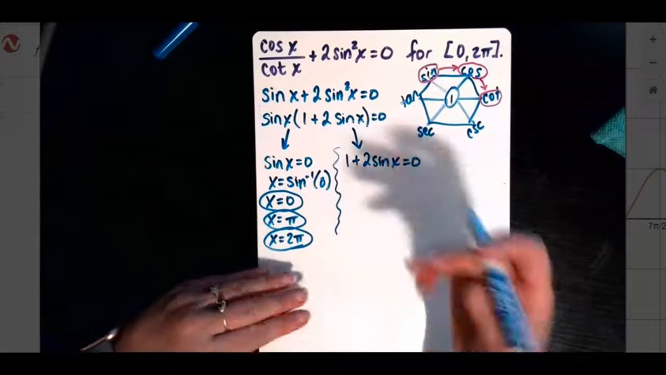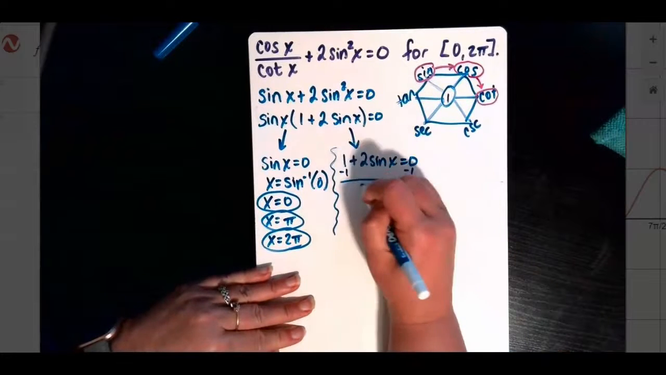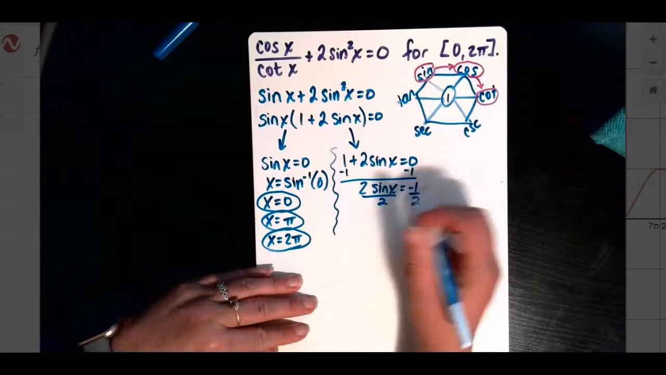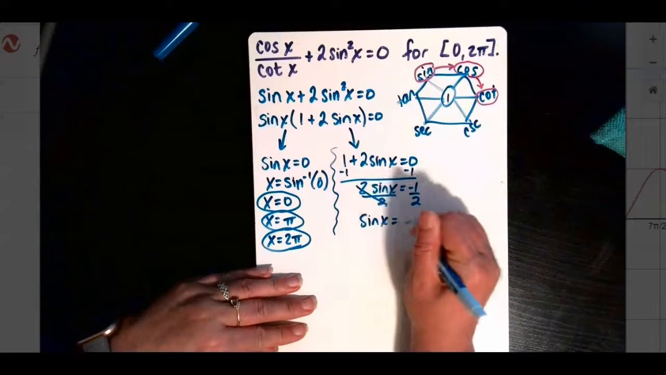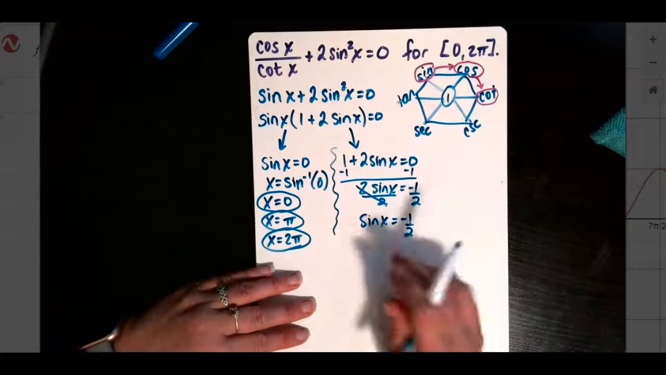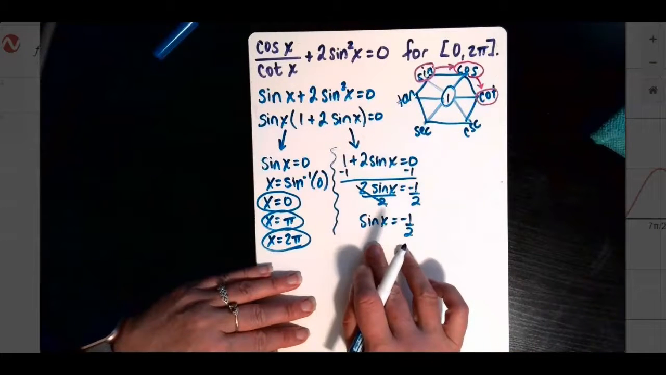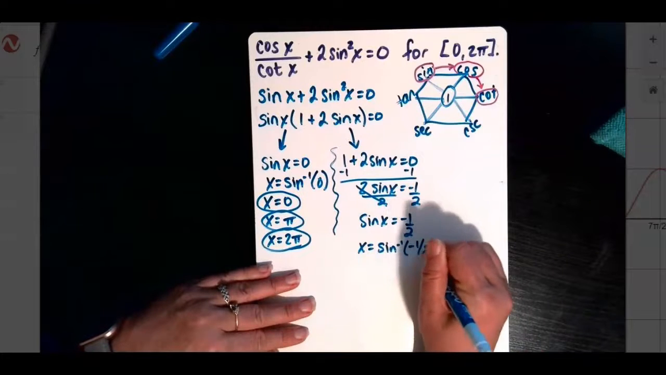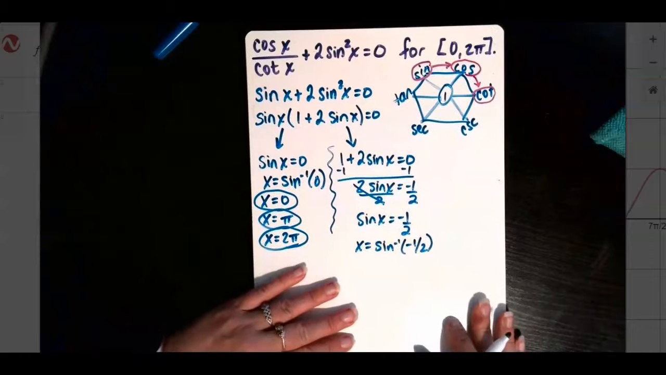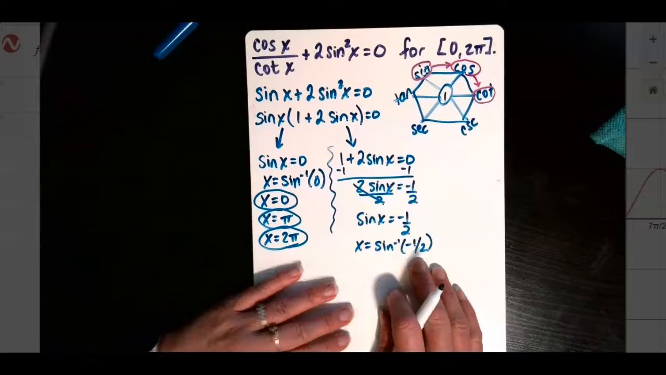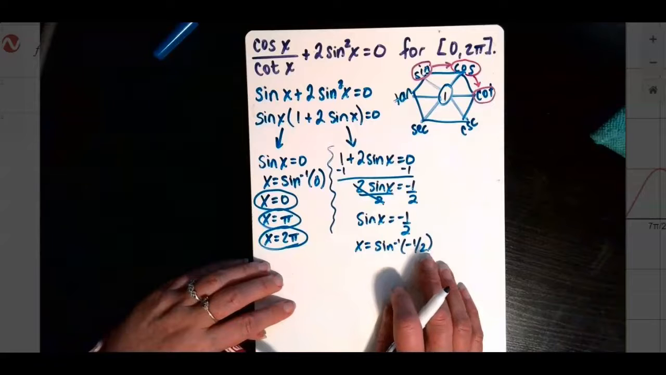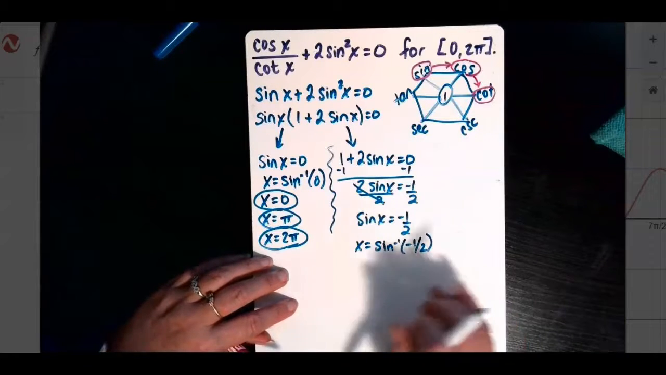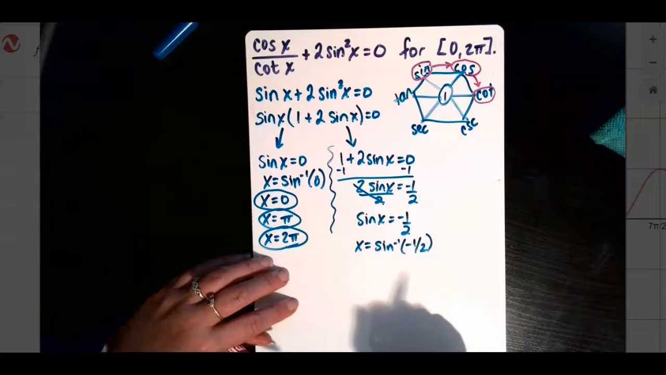So over here, we're going to subtract 1 from both sides, and 2 sine x equals negative 1. We'll divide through by 2, and sine of x is equal to negative 1/2. And then to get the x by itself, we'll take the inverse sine of both sides, and x then is equal to the arc sine of negative 1/2. So that's asking us on the circle to first find the reference angle. So that would be the first quadrant angle that has a y value of 1/2, and then to reflect that into the quadrants where sine is negative.